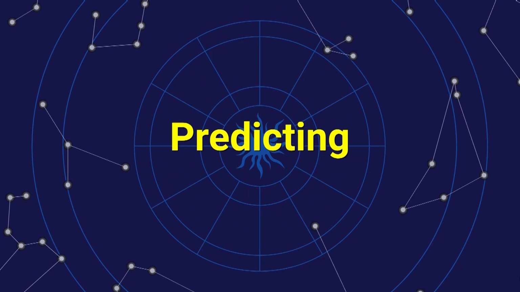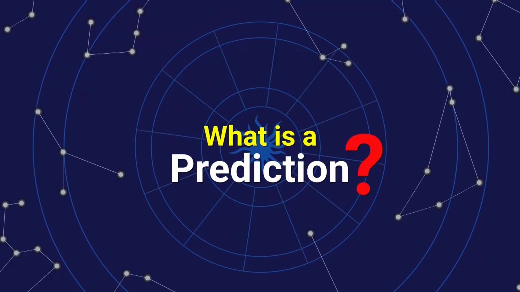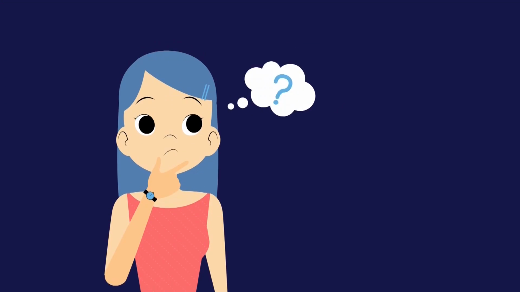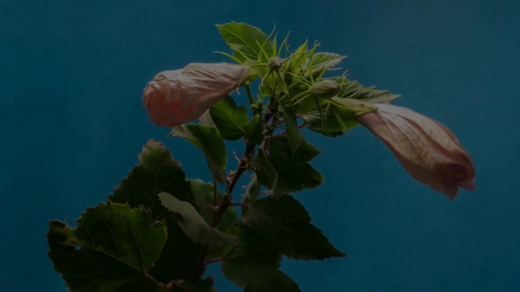Predicting. Predicting is another important process skill. What is a prediction? A prediction is a guess about what might happen in the future based on observations that you make. Predicting is closely related to other process skills such as observing, inferring, and classifying. Many process skills are in fact dependent on other process skills. For example, it is cloudy, so I predict it is going to rain today. Thus, predicting is stating the outcome of a future event based on a pattern of evidence.